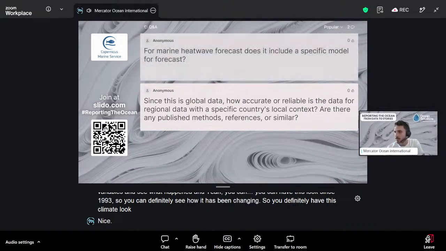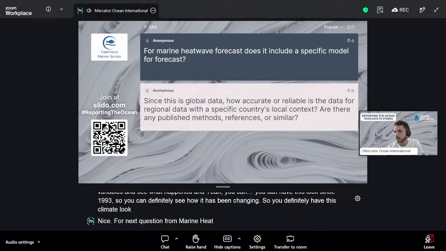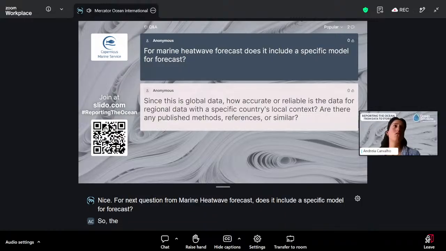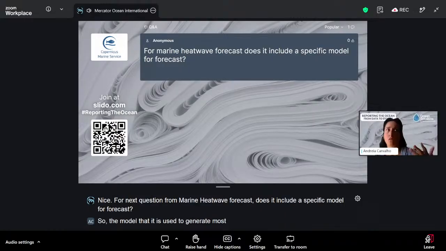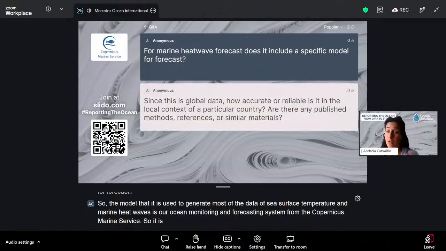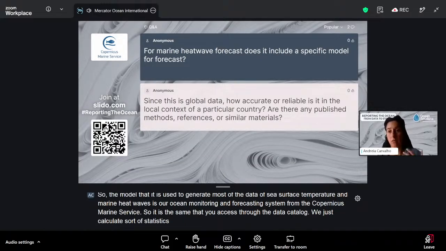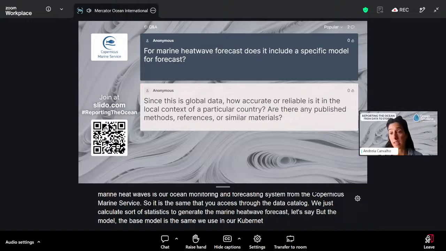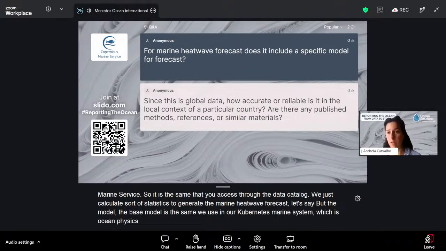Nice. For our next question, for the marine heatwave forecast, does it include a specific model for forecast? The model used to generate most of the data, so sea surface temperature and marine heat waves, is our ocean monitoring and forecasting system from the Copernicus Marine Service. So it is the same that you access through the data catalog. We just calculate some statistics to generate the marine heat wave forecast. But the base model is the same we use in our Copernicus Marine System, which is the ocean physics analysis and forecast product.